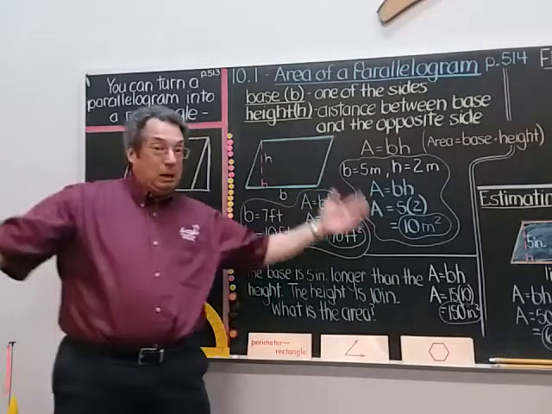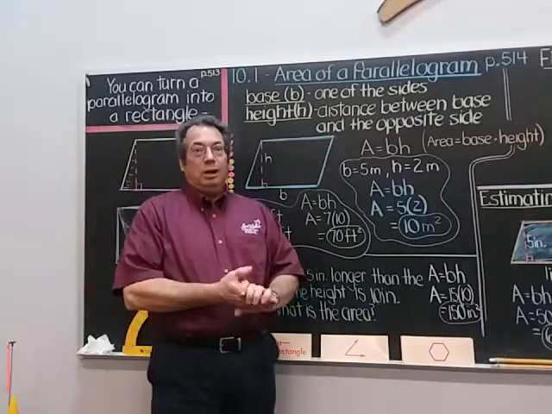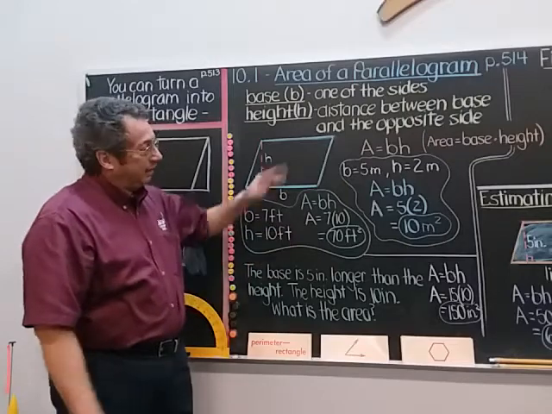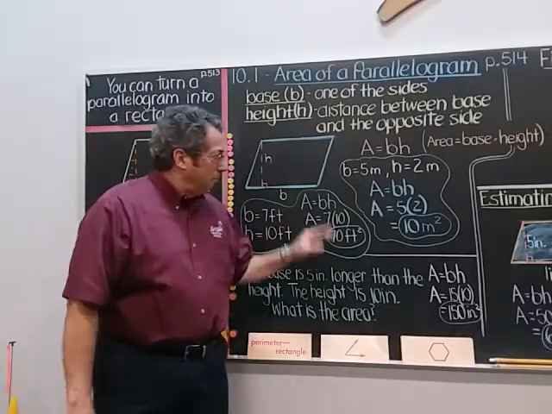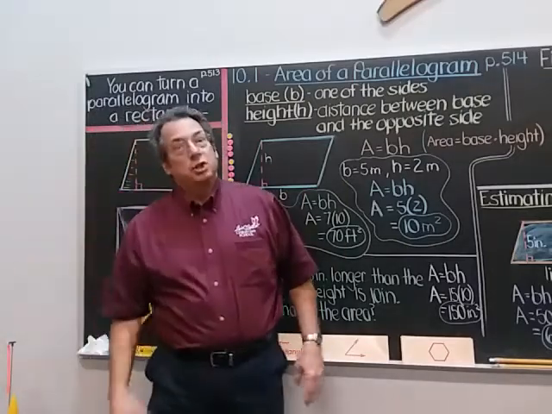All right. That's not hard, is it? It's really pretty simple. To find the area of a parallelogram, all you have to do is make sure you know the base and the height, multiply them together, and you have the area, square units.